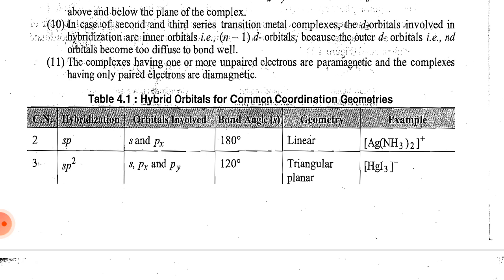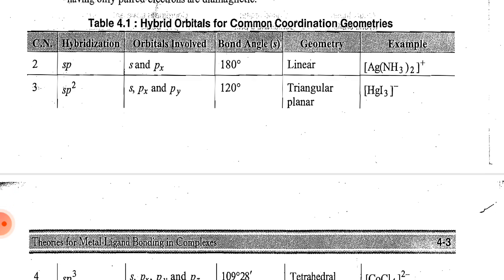Tenth, in the case of second and third series transition metal complexes, the d orbitals involved in hybridization are (n-1)d orbitals, because the outer nd orbitals become too diffuse to bond well. Eleventh, complexes having one or more unpaired electrons are paramagnetic, and complexes having only paired electrons are diamagnetic. Table 4.1, hybrid orbitals for common coordination geometries. Coordination number 2, hybridization sp, orbitals involved s and px. Bond angle is 180 degrees.